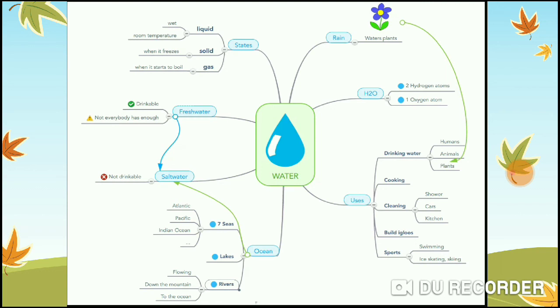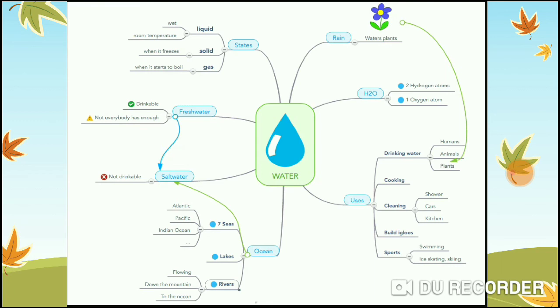Now next, the map talks about oceans. What are the oceans and subtopics? Seven seas, lakes, and rivers. You can find that given in detail in the map itself. So these concepts you can use to build paragraphs for each subtopic. Salt water says just non-drinkable. You cannot form a separate paragraph using only that one idea, so you can merge it with ocean. Fresh water, how is it different? It is drinkable. You should mention that it is not enough for everyone.